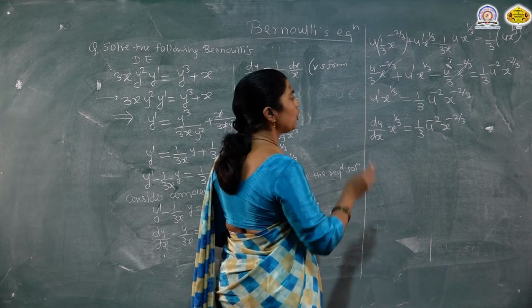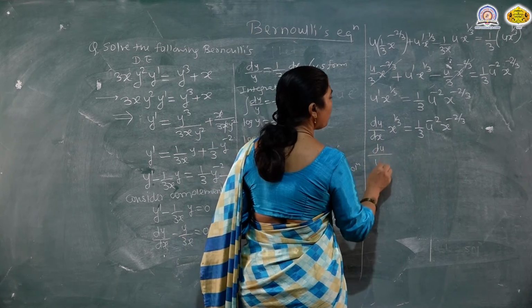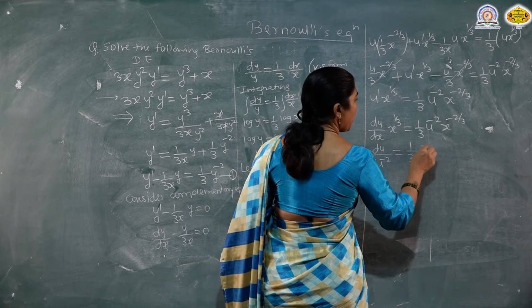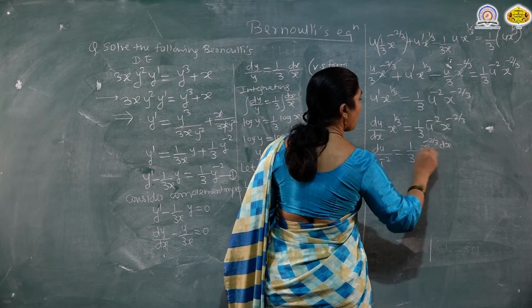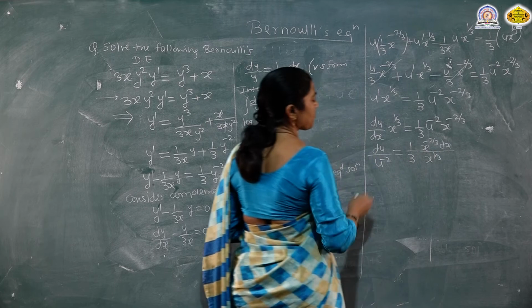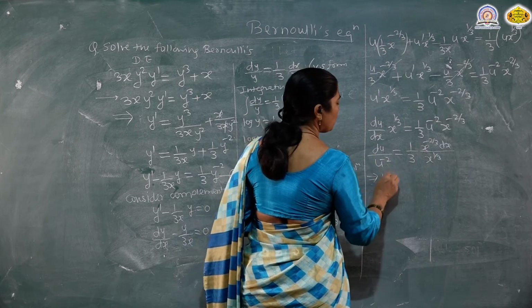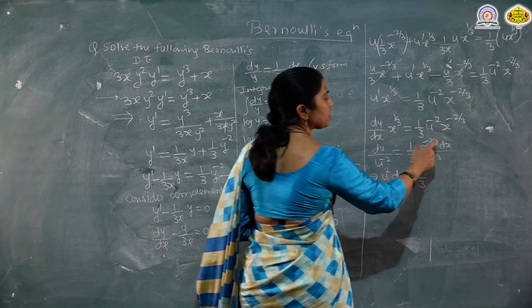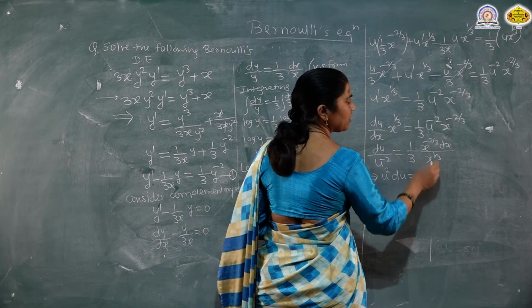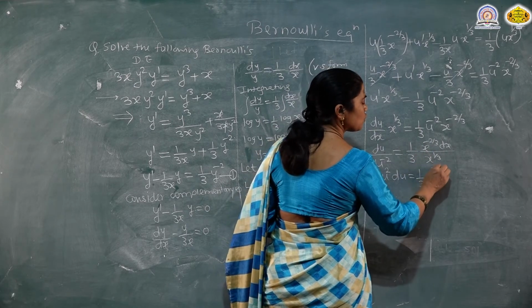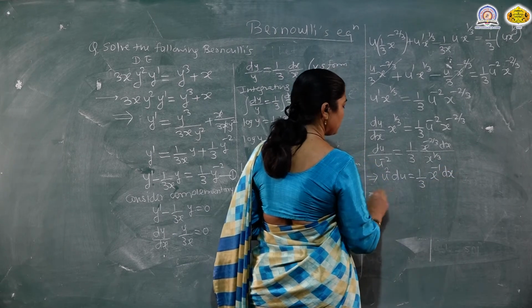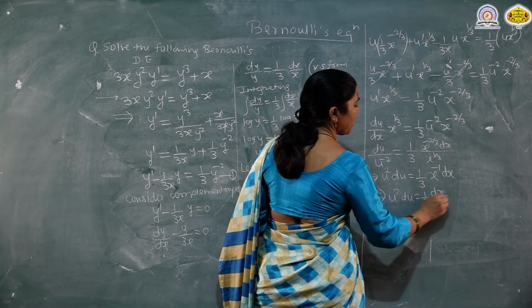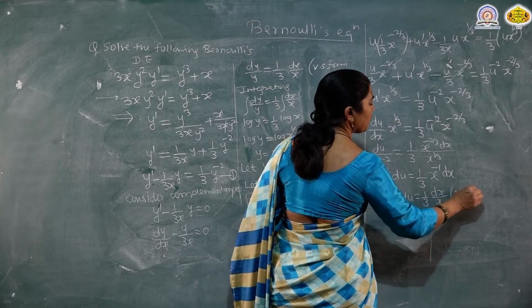Now we want variable separable form. So it is du upon u raised to minus 2 is equal to 1 upon 3 x raised to minus 2 by 3 dx upon x raised to 1 by 3. This implies that u raised to minus 2 becomes u square du is equal to 1 upon 3 x raised to minus 2 by 3 minus 1 by 3, that is x raised to minus 3 by 3, that is x raised to minus 1 dx, that is nothing but u square du is equal to 1 upon 3 dx upon x. Now this is variable separable form, so integrate.